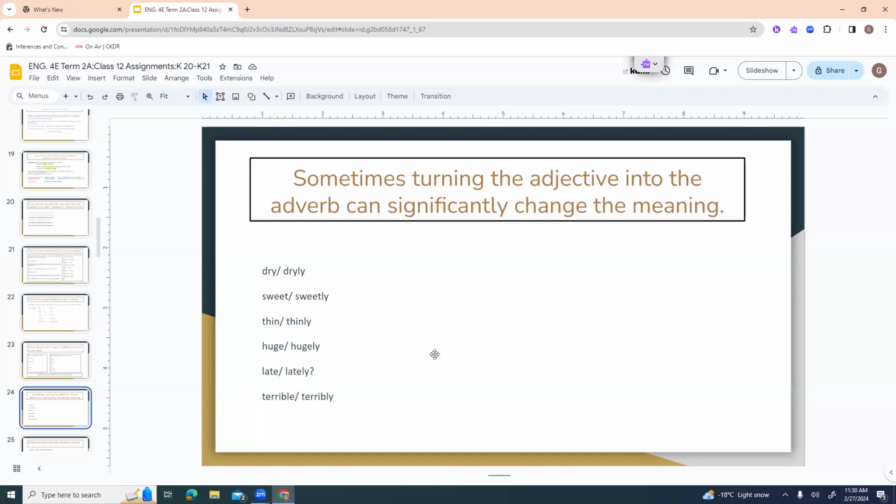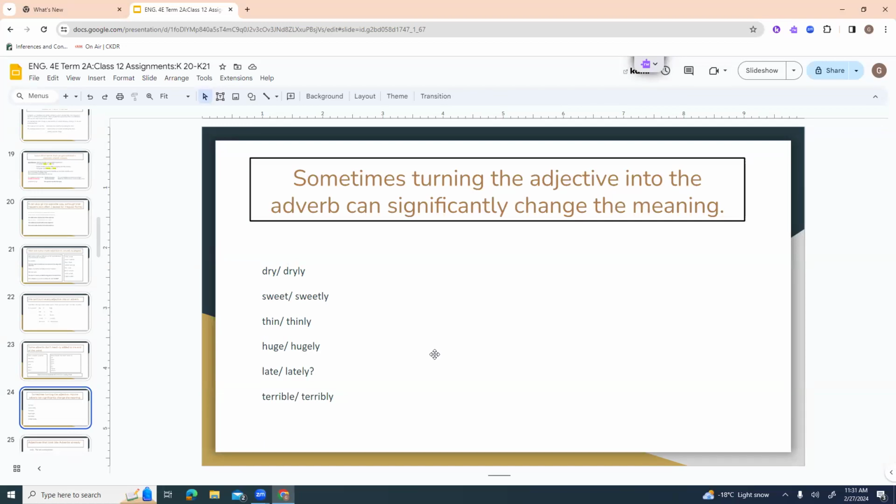Sweet to sweetly. The cake is very sweet. I'm describing its taste. But I could say, the little girl sweetly asked her mother to go to the park. There, I'm talking about her tone of voice. Like she's kind of pouring the niceness on, right? Things like thin versus thinly, right? If I was talking about somebody speaking thinly, it's like they're very quiet, they're maybe a little bit upset.